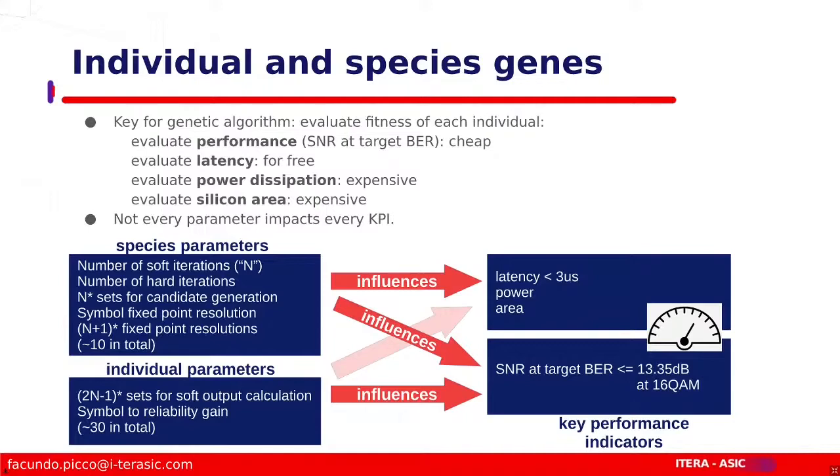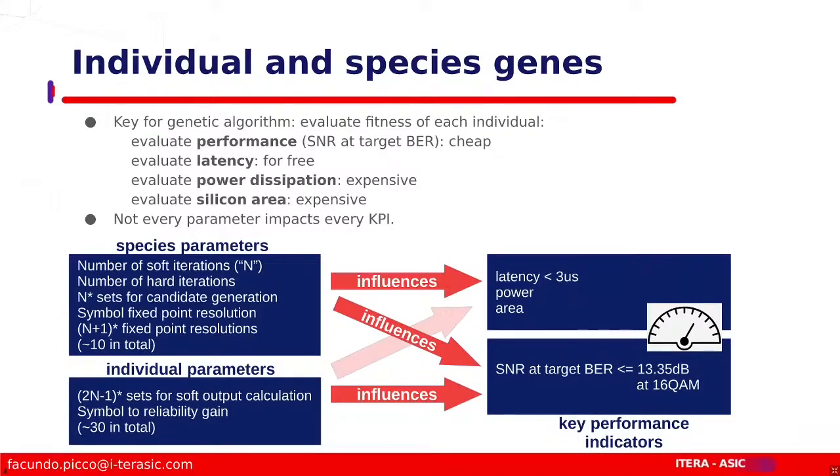And evaluating performance is relatively cheap. It takes like 1 hour of simulation of one core, so we can run many of them in a decent computation grid. We need to evaluate the latency, which is basically for free. It's just an algebraic calculation. But then to evaluate power dissipation and silicon area, that's rather expensive because we need to run synthesis, we need to run power estimations, we need to make configurations. So that is something that really takes a lot of computational resources.